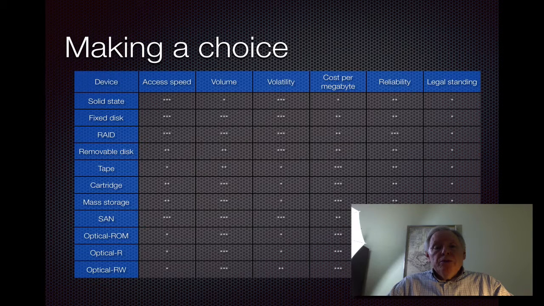So, for example, if you're very interested in access speed, that is, you want to be able to deliver records very quickly to your customers, then you might look in those columns that have a 3-star for access speed. If you are needing to store data for the long term, archival data or backup data, then you're very concerned about the cost per megabyte. And so you might look for the 3 stars in the column headed cost per megabyte.